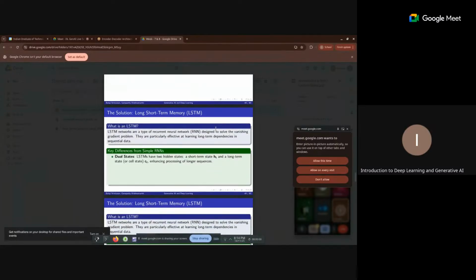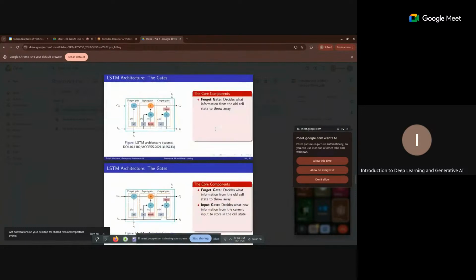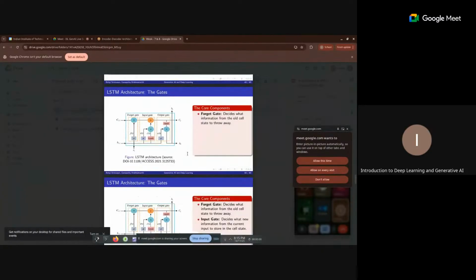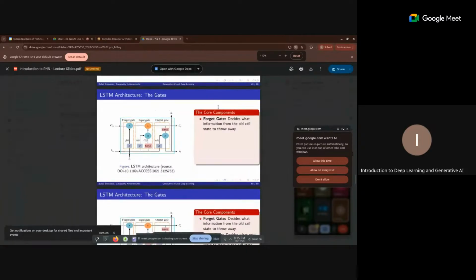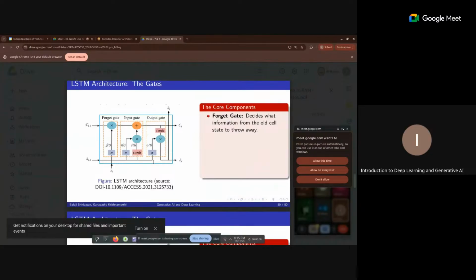One is the LSTM, long short-term memory. It is an improvement over the RNN in that it has two hidden states, one for short-term memory and one for long-term memory. This is the basic block diagram that describes how the LSTM looks. It might look very complicated at first glance, but in idea, in comparison with the RNN, it is very similar.